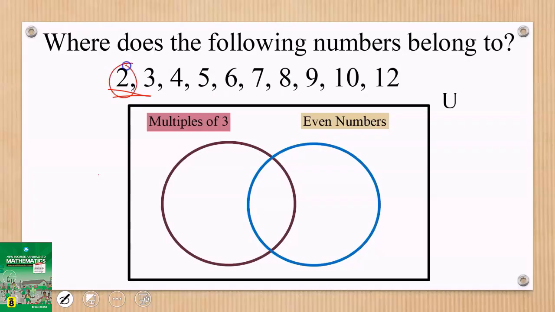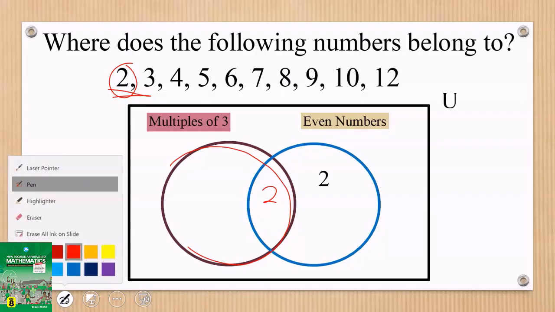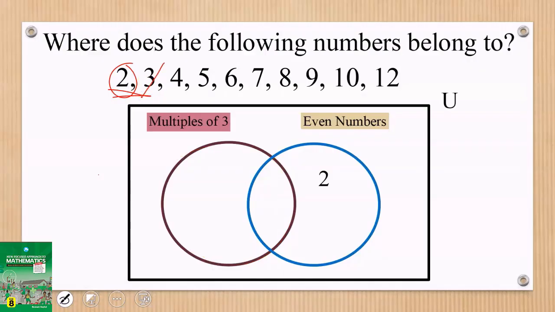Now the question is, where will I put 2? Is 2 a multiple of 3? No. Is it an even number? Yes, so I can put 2 here. Now, can I put 2 here as well? The moment I put 2 here, I've made 2 part of the multiples of 3, which is not true. And so I can't let 2 come in between the blue and the brown circles. So I can take away the 2 from here. Now the next number is 3. Where should I put 3? 3 is a multiple of 3, and it can't be an even number, so I can put 3 here.